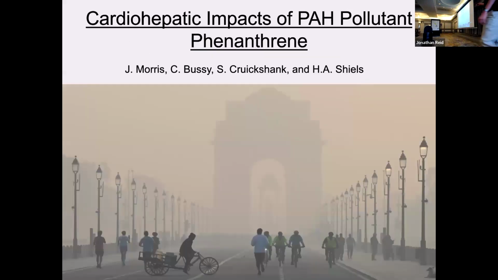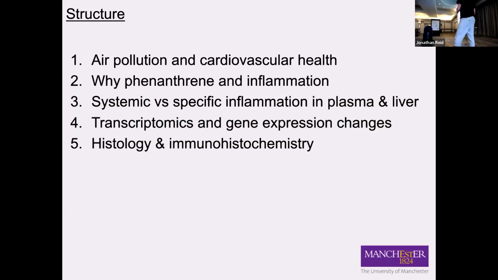So yeah, first of all, I'm just going to speak a little bit more widely about air pollution, how it affects the cardiovascular system, and then touch on why we're interested in phenanthrene in particular, and the inflammation part, and how that impacts the cardiovascular system as well. This idea of systemic versus specific inflammation is something that we're quite keen to explore. And then I'll get onto a bit of the transcriptomics and gene expression before a little bit of histology to finish.